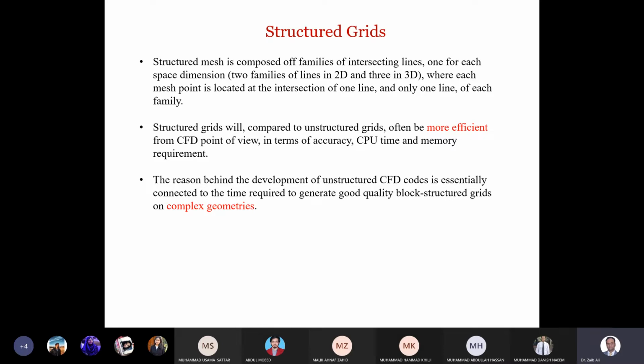So very simple geometries, or even moderately complex geometries, you can create a structured mesh, but it will take a lot of time because you have to first create a blocking topology, like you have to split the domain into a number of blocks and then create a structured mesh separately for each block. So it takes a lot of time, and sometimes this blocking is cumbersome, or sometimes it's not even possible to block it efficiently. So there come the unstructured meshes. We'll talk about that later.